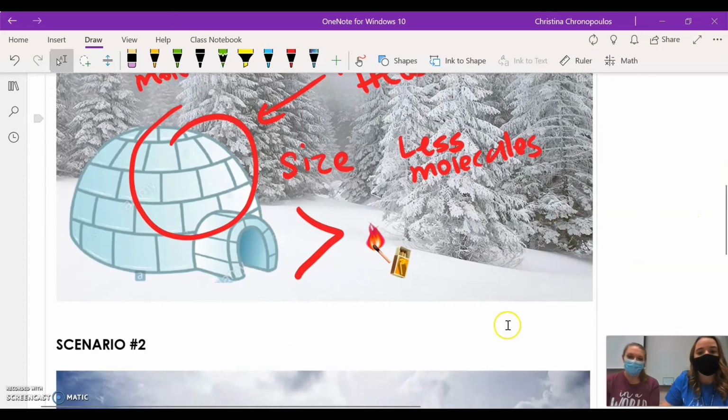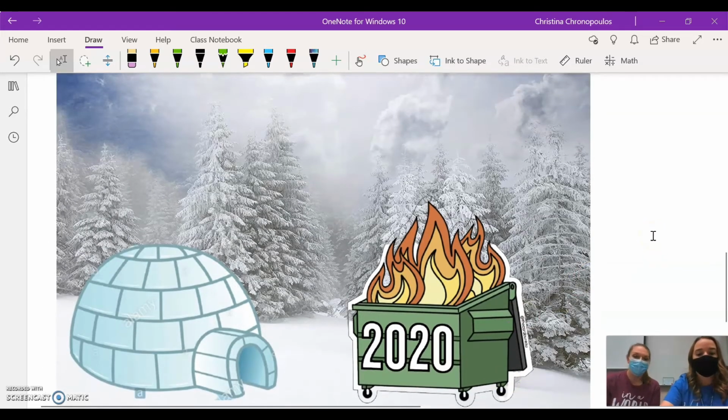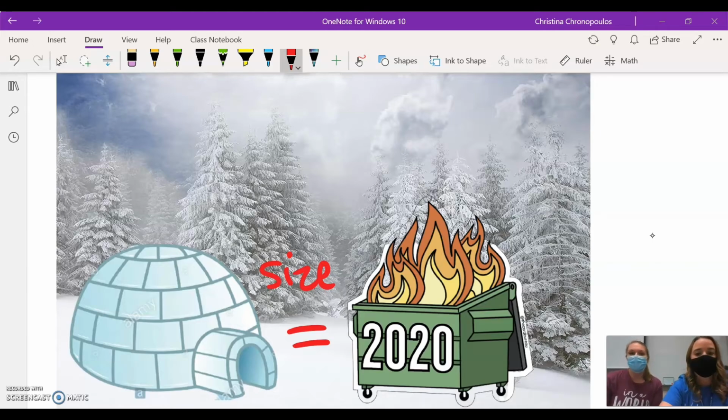Looking at a slightly different scenario, we're going to keep our igloo, but instead of comparing it to a very tiny match, we are going to compare our igloo to a dumpster fire, and the dumpster is relatively the same size as the igloo. So if you are comparing these two objects, you would notice that the size of them is relatively similar. They're about equal. And because they have about the same amount of particles, that's not really as much of a factor when you're comparing which one has more heat. So because the size is the same, we're going to focus next more so on the temperature of the objects, or looking at the average speed of the molecules.